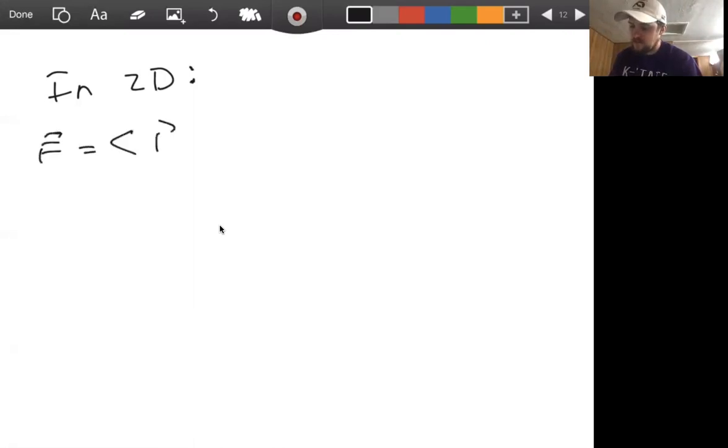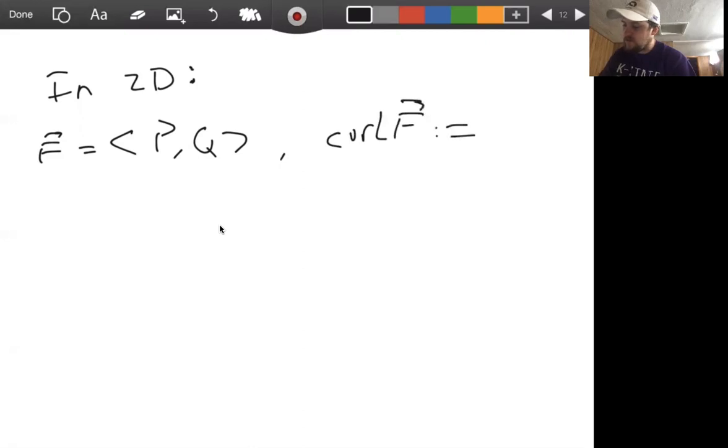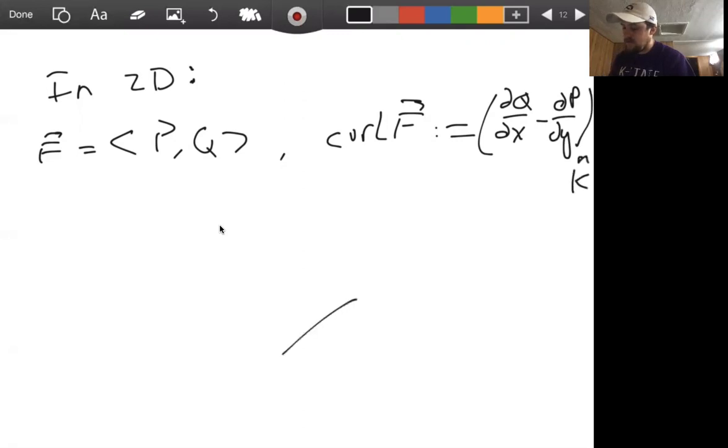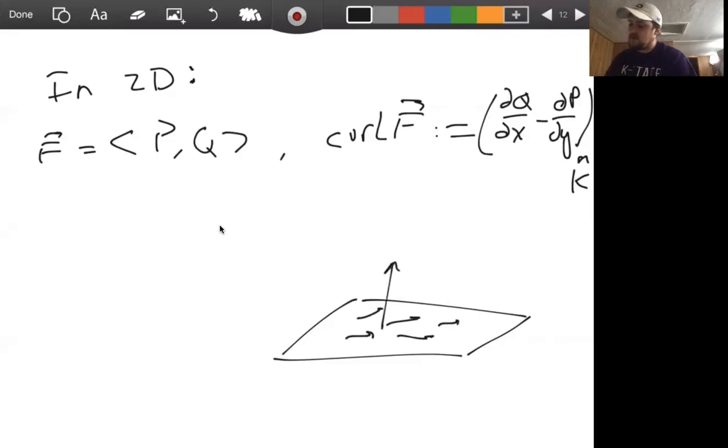But by definition, if F is P, Q, the curl of F is defined to be just del Q del x minus del P del y k hat, right? And so you have some vector field in 2 dimensions doing whatever, and then the curl sticks straight up, because this k hat here would be in the z direction.